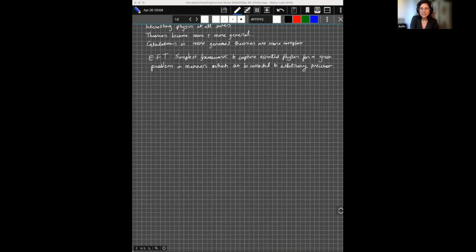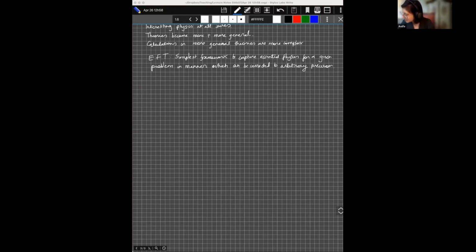Okay, so the idea today is to look into this effective field theory in a little bit more detail. And my main aim is to explain why the EFT is a powerful tool in terms of being able to resum large logarithms. So hopefully I'll get that across to you.